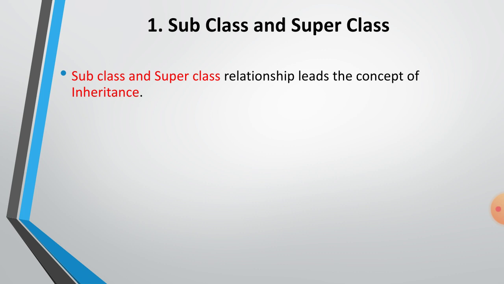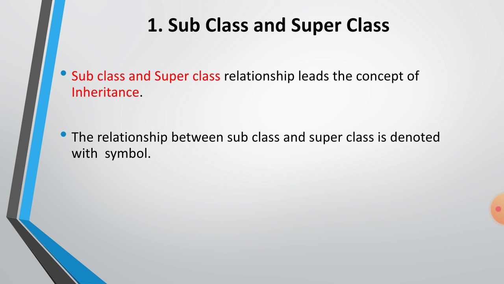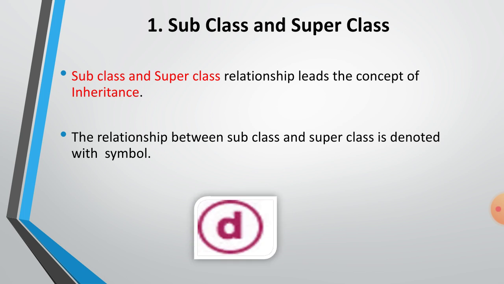I think all of you know the purpose of inheritance. What is meant by inheritance? Inheritance is a mechanism of deriving a new class from an existing class. A new class inherits the properties or features of another class, and that is inheritance. Whenever we represent the relationship between superclass and subclass, we use one symbol. What is that symbol? A D within a circle. This is the diagrammatic representation between subclass and superclass.